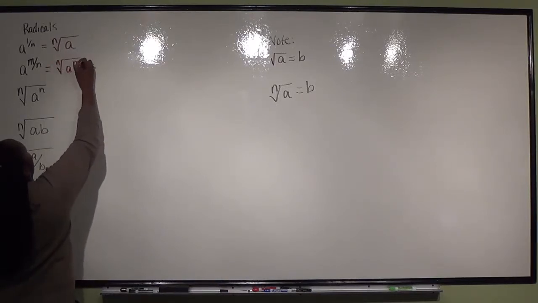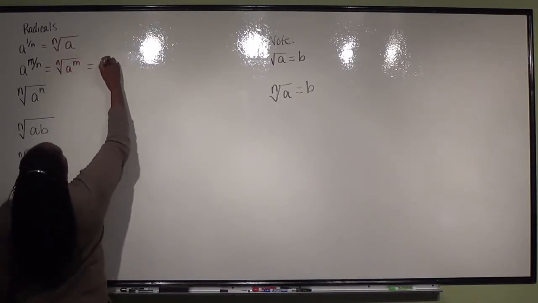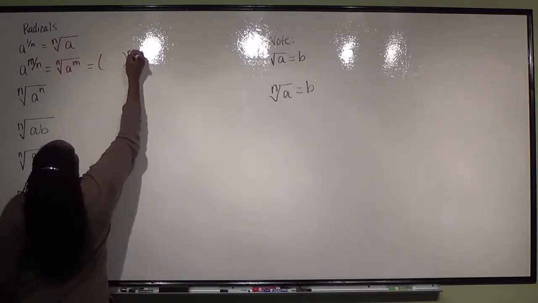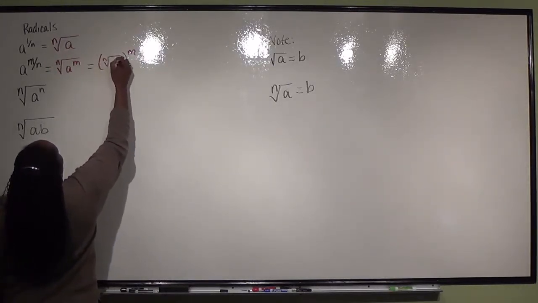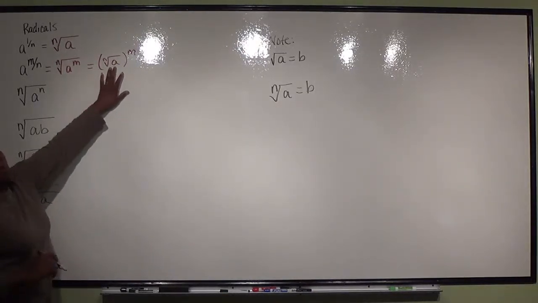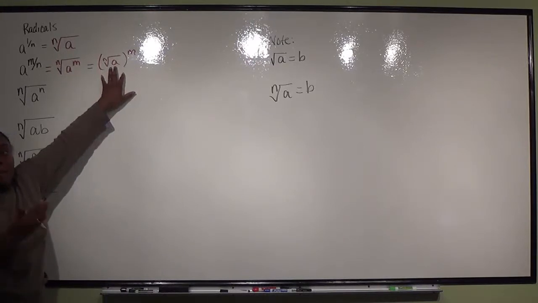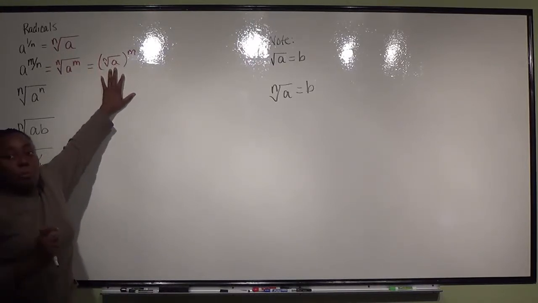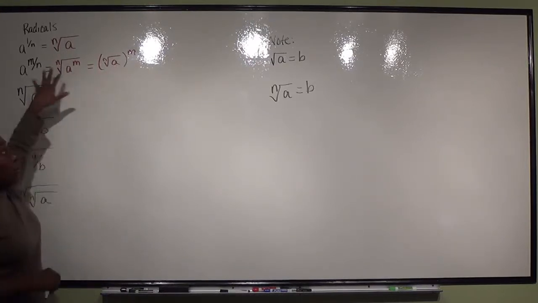So I can say this is the nth root of a to the m, or I can say it's the mth power of the nth root of a. Both of those mean the same thing, and it just depends on which order you want to do it. In most cases you're going to want to take the root first and then exponentiate, because you're going to be dealing with smaller numbers. But you can work either way.